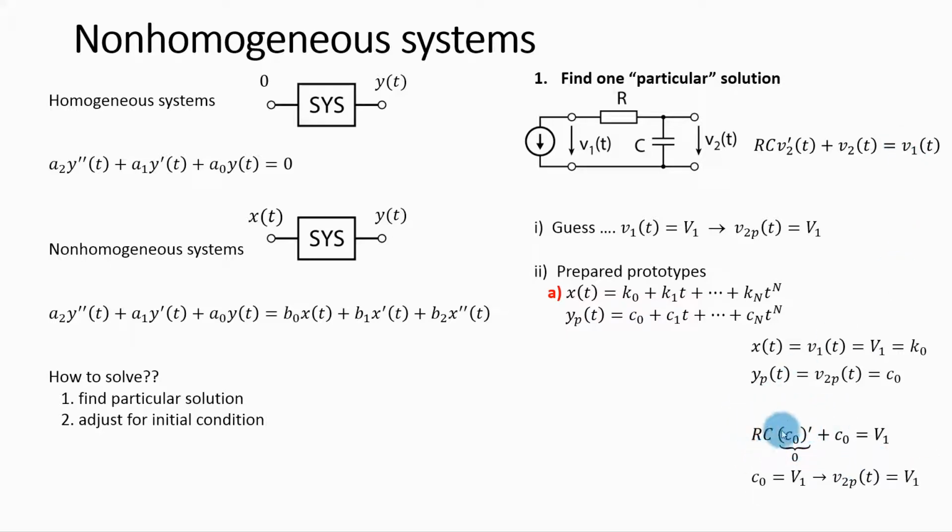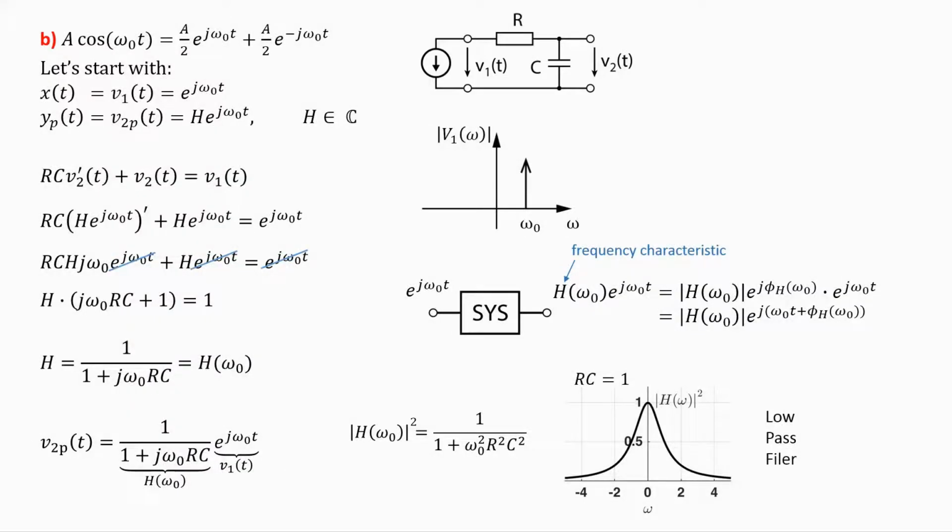Here, the derivative of this constant is 0, so from this I can see that my C0 needs to be V1. Thus, my particular solution is this uppercase V1. This is the same result as I got over here. So this is my particular solution. It is a solution that fits my differential equation, but if I had some given initial conditions, it does not have to fit them yet. Now let's take a look at a different and substantially more useful form of an input signal.